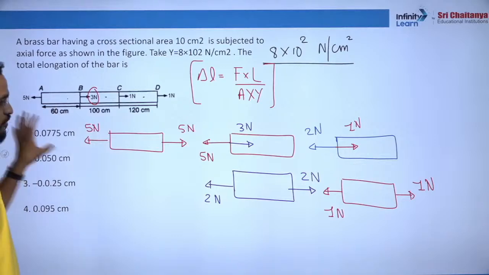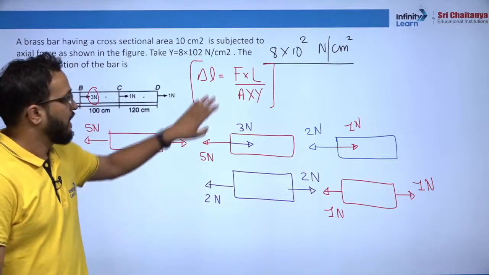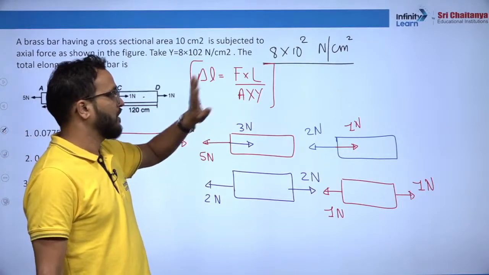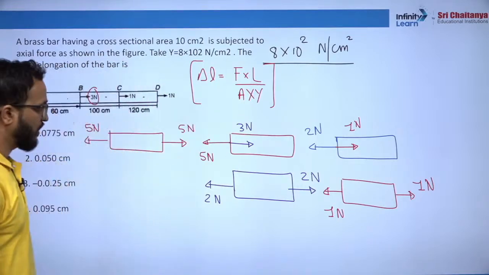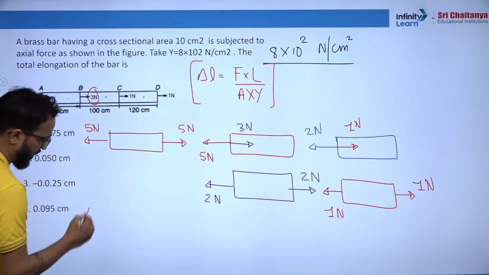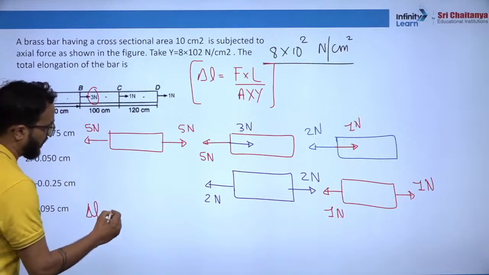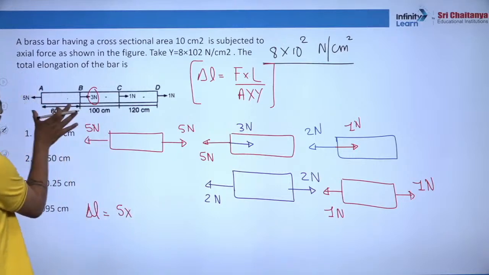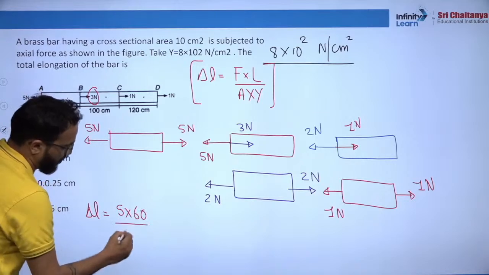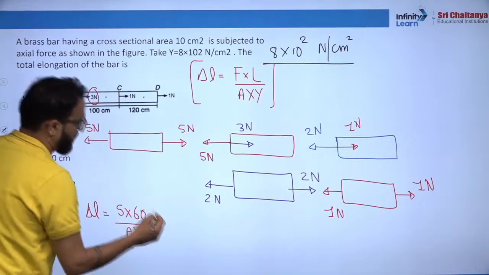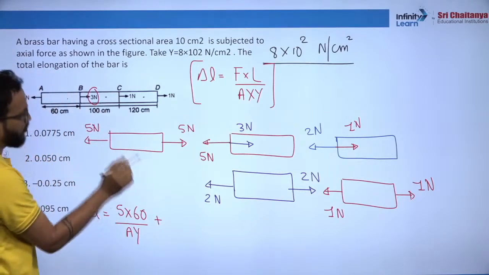Now simple, forces are known, area of cross section is known, Y is known, lengths are known. Can we find out the total elongation? You will say, yes sir, very simple. So write down, delta L will be 5 into length, how much? 60. 5 into 60 upon AY plus, what is second? Second is 2 Newton. 2 into 100.